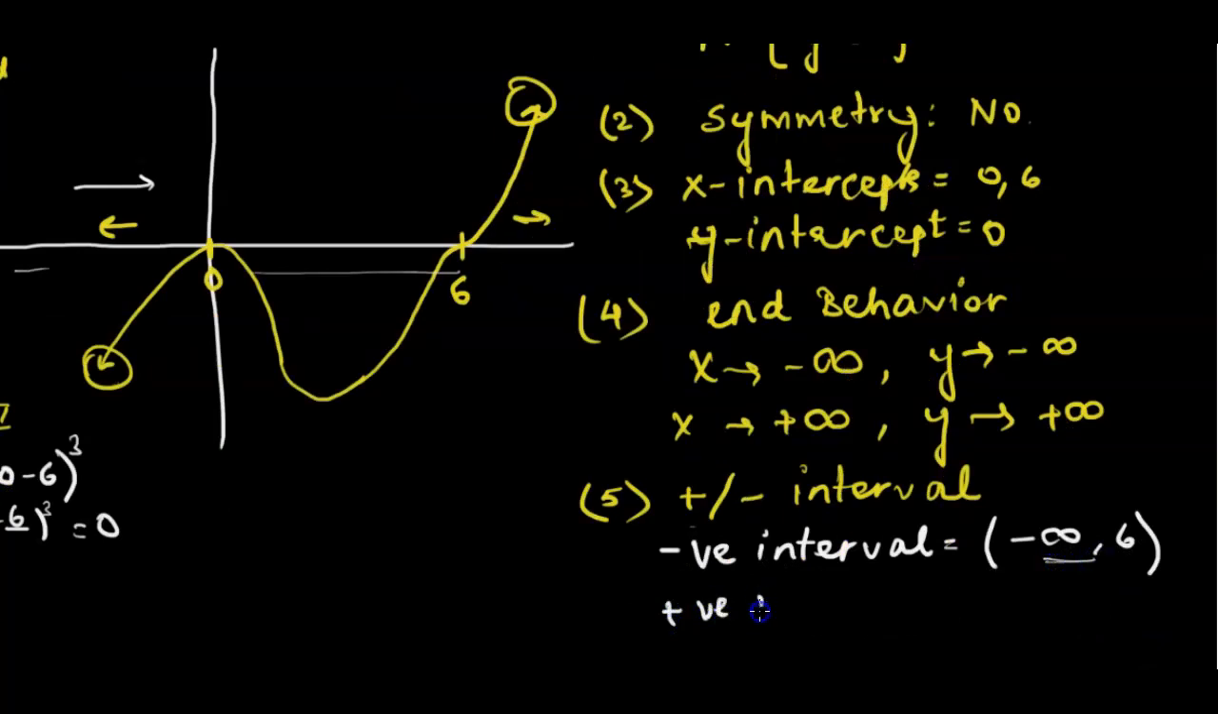Next, the positive interval is from 6 to positive infinity. So it starts at 6. This is the whole positive section of the graph, starting at 6 up to positive infinity. And that's it. This is how we write positive and negative intervals.